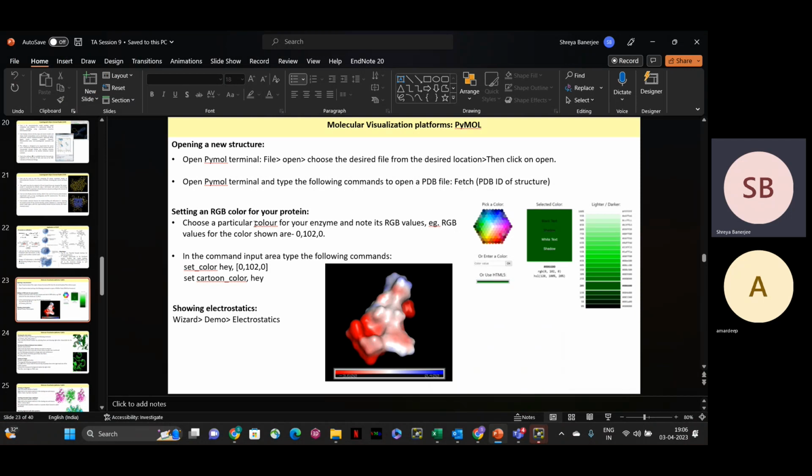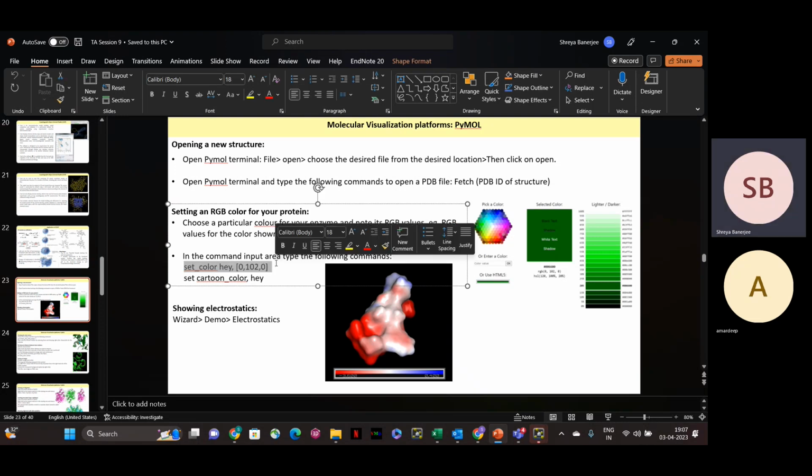So next, suppose I want to change the color of the protein to this green color that is shown. For each color, there is an RGB value, meaning red, green, blue value, that you can find out. And there are certain commands that you can use to change the protein color. So the first command, I'm just copy pasting from this PPT.